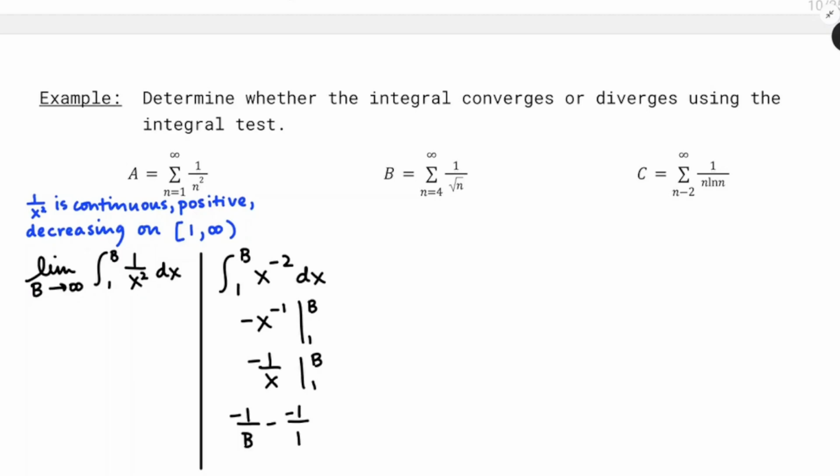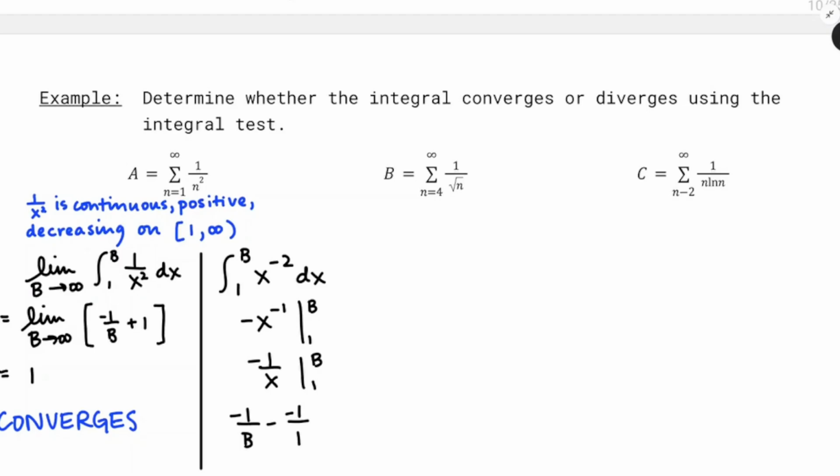And then the negative 1 over b minus negative 1 over 1, that's going to be negative 1 over b plus 1. That's what'll go into my limit. And I'll think, as b approaches infinity, that fraction is going to go to 0, plus 1, so that limit's going to be 1. And because that limit exists, I know that series A converges. Specifically, I can say that A converges to a value greater than 1, because the series is greater than the integral. But I don't know a whole lot more than that.